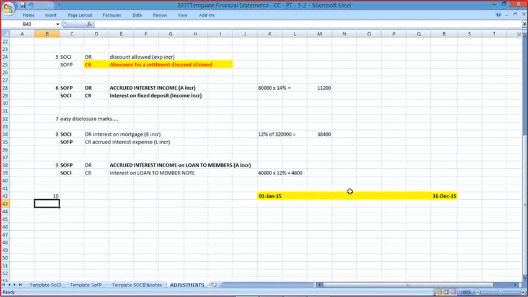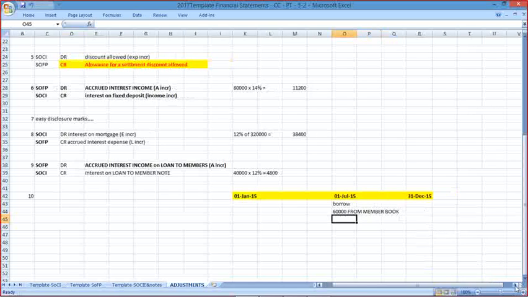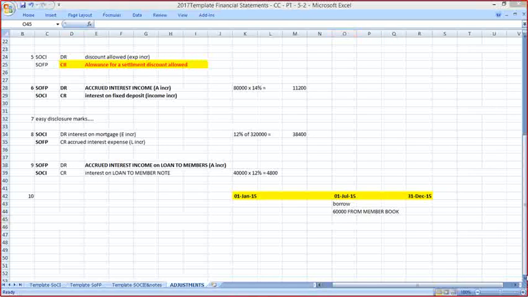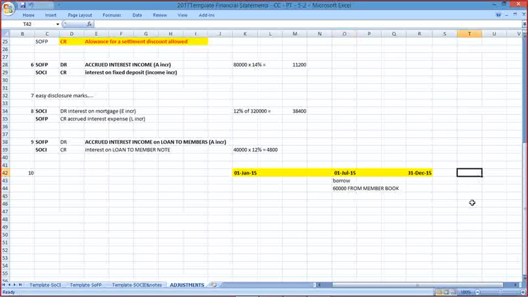So number 10. It was the 1st of July, 1st or 31st? 1st of July 2015. How much did we borrow? We borrowed 60,000 rand from member book. Keep reading. The first repayment of 20,000 will be made on the 30th of June 2016 and the remainder on June 30th, 2019.